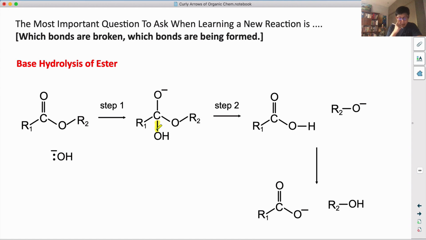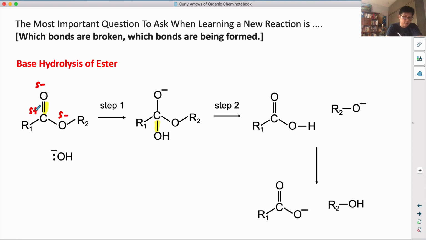This bond is being formed. And I also can see that, in fact, this bond is being broken. Okay, this one I highlighted is being broken. So you need to know what bond is being formed and what bond is broken. So this is actually delta minus, this delta minus, and this carbon is delta plus.